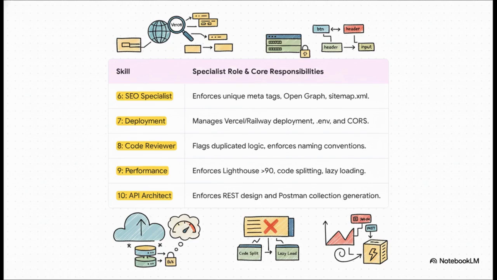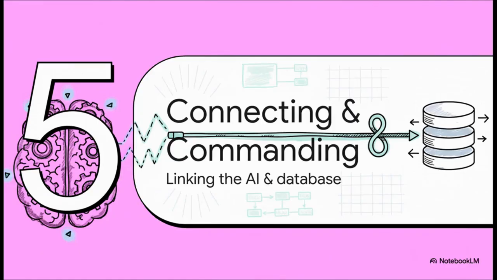Skill 9, the performance engineer. This specialist is responsible for speed, enforcing a Lighthouse score above 90 through techniques like code splitting and lazy loading. And finally, Skill 10, the API architect. It enforces proper REST design principles, correct HTTP methods and status codes, and will even generate a Postman collection for API testing.